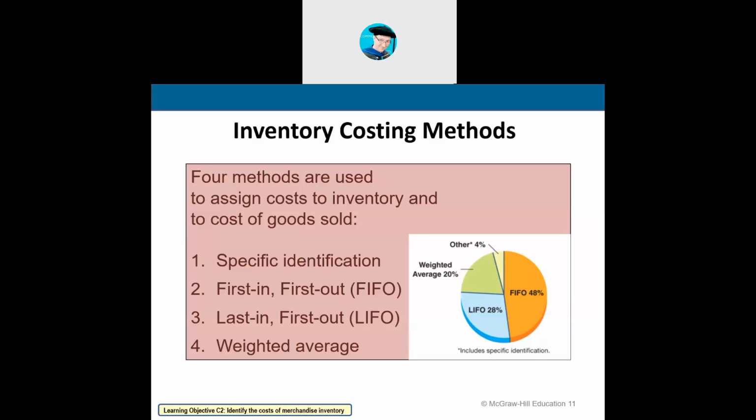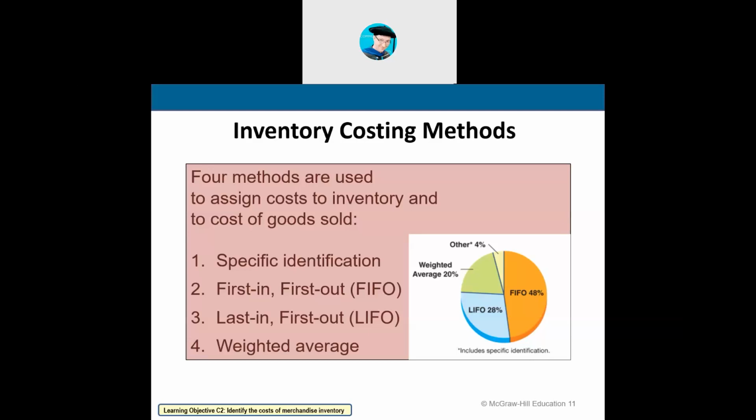The second is called first in, first out method. First in, first out. I want you to think of the physical flow of products. First in, first out. The first batch of inventory I ordered is the first batch I'm going to sell.